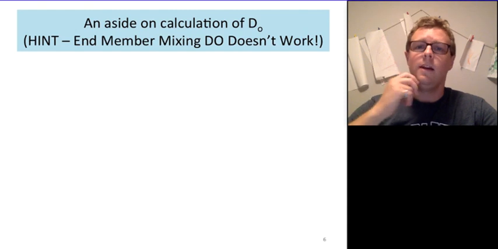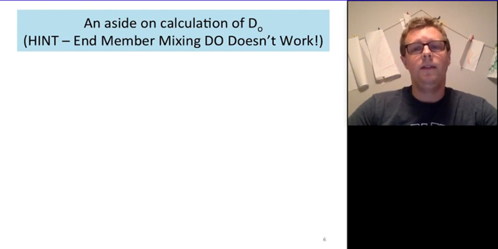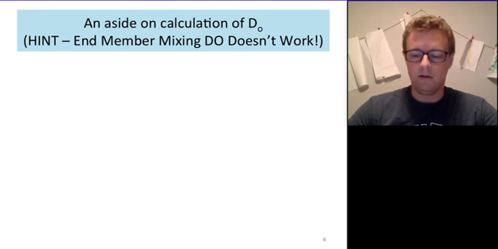Now, finally tonight, I want to just talk briefly about how to get that D naught that we had on the previous page, or that deficit right at the point source. Classically, we would use end member mixing when we were working on any other compound. That doesn't exactly work for deficit, and I want to talk about why.